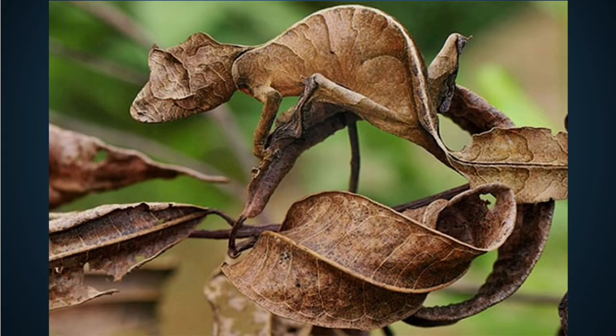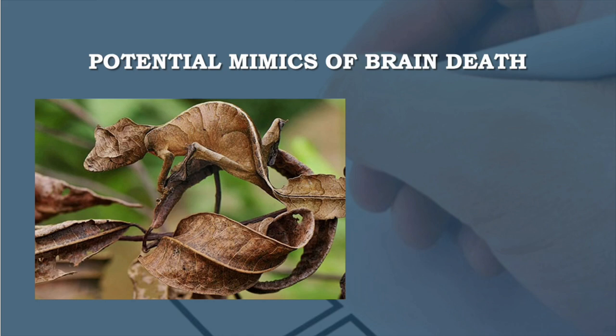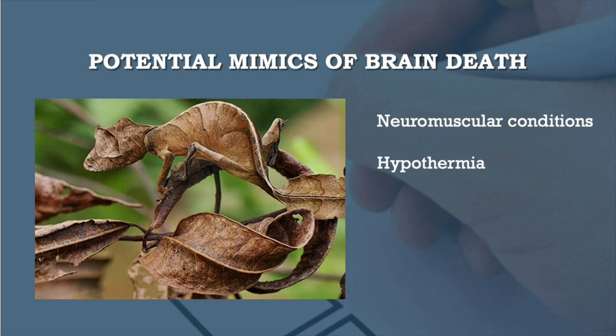You need to think about potential mimics of brain death, because this is probably one of the most important things that you need to do before you even start thinking about doing brainstem death testing. So your neuromuscular causes like Guillain-Barré syndrome or botulism, then severe hypothermia can look like brain death, and then a variety of drug intoxications.